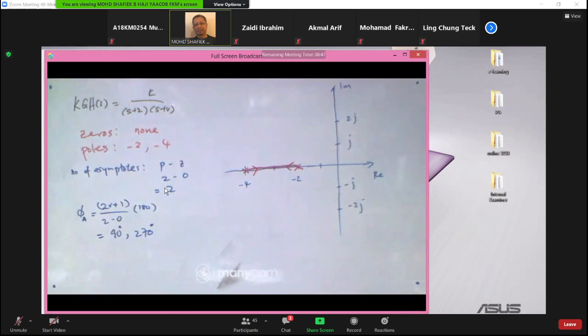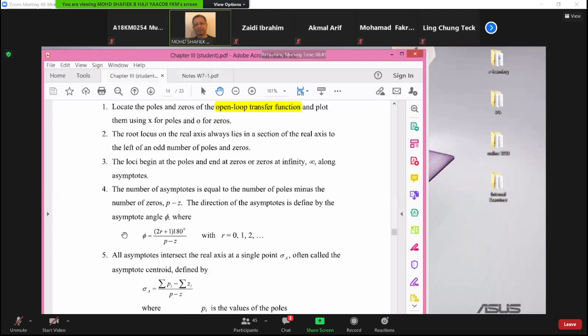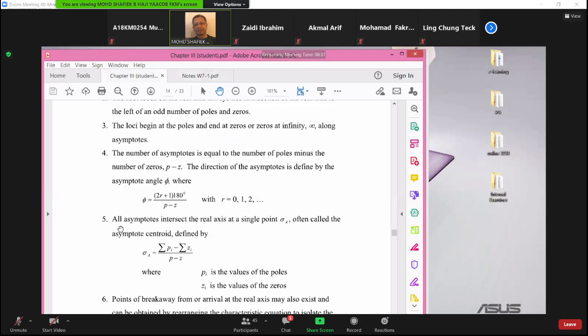But where do they intersect? We can compute another value here. All asymptotes intersect the real axis at a single point, called the intersection of asymptotes. We can use this formula: the intersection of asymptotes is the summation of pi minus the summation of zi, divided by p minus z. Pi is the individual value of the poles, zi is the individual value of the zeros, P is the number of poles, and Z is the number of zeros.